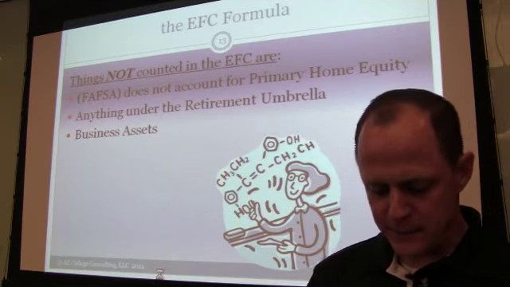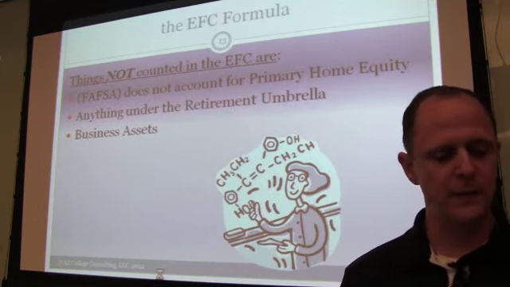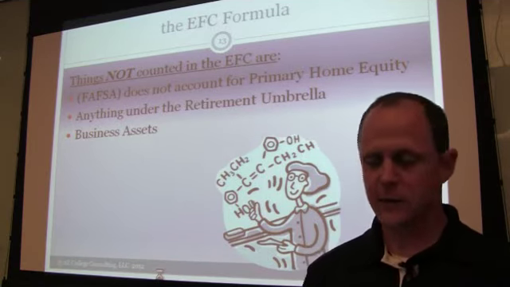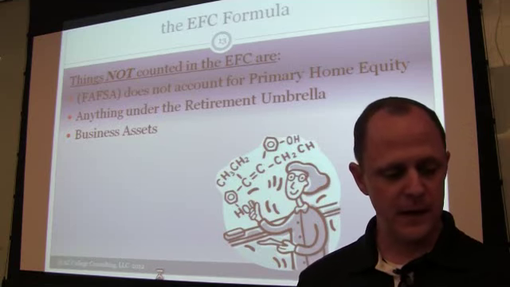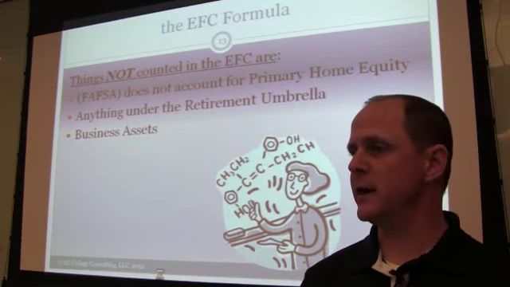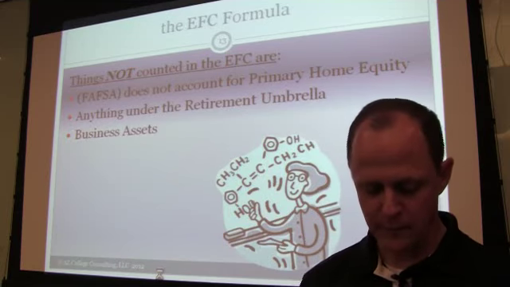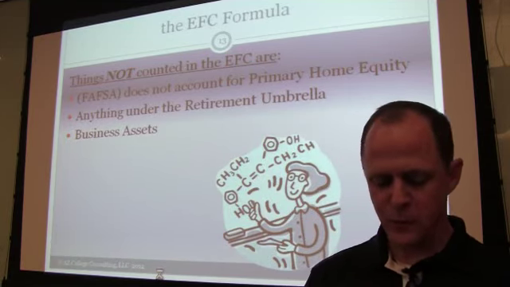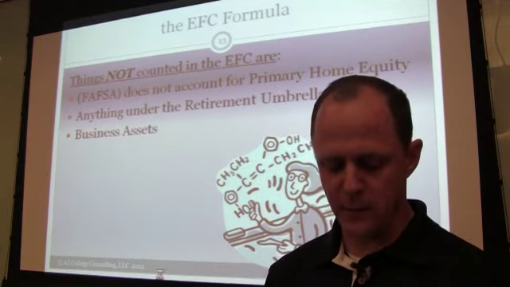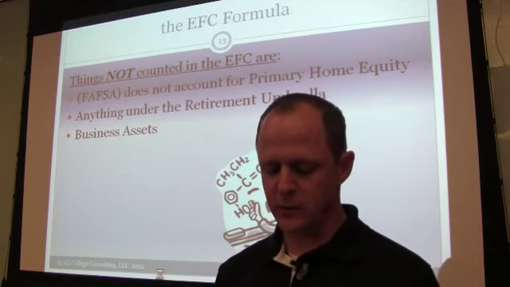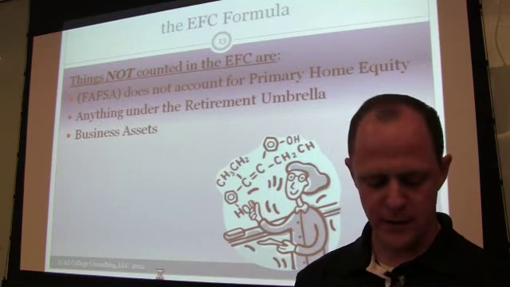So in the EFC formula, these are things that are not counted. The FAFSA doesn't ask about your primary home's equity. It also doesn't account for anything under the retirement umbrella, and it also doesn't account for business assets. So families who have included principal amounts of their 401ks and their IRAs, Roths, etc., that are in their retirement accounts have falsely inflated their EFCs.